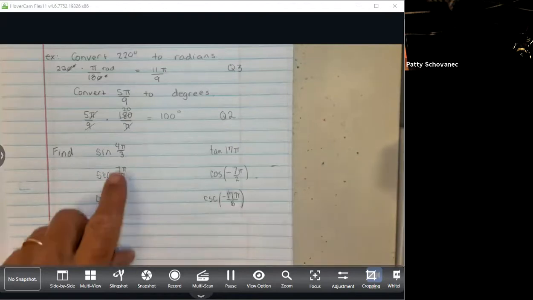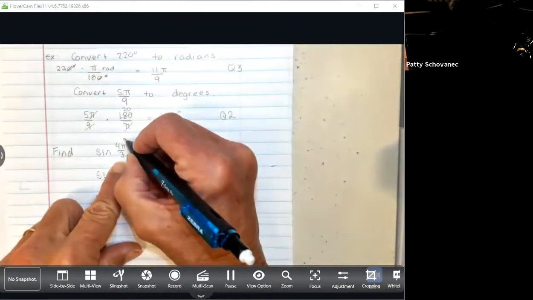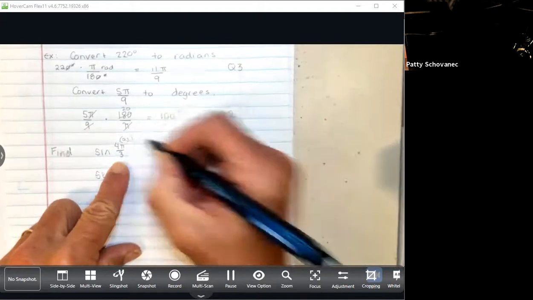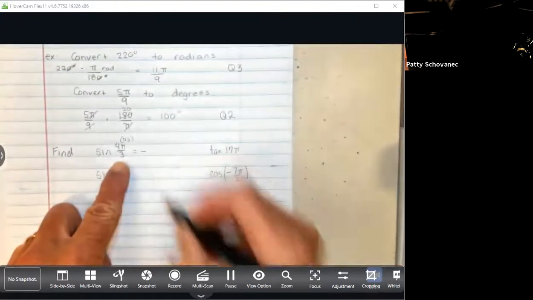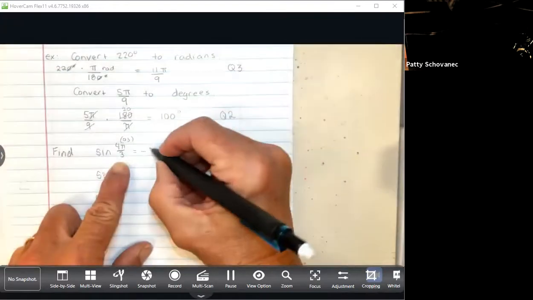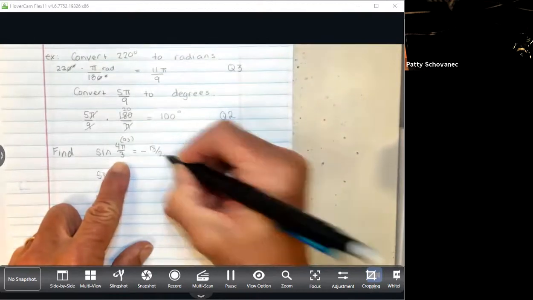How do I know 4 pi thirds is in quadrant 3? It's bigger than pi, right? It's pi thirds bigger than pi, so it's in quadrant 3. Sine is negative in quadrant 3. And I know the sine of pi over 3 is square root of 3 over 2. Is that what you got?